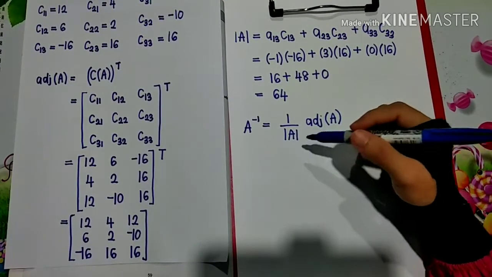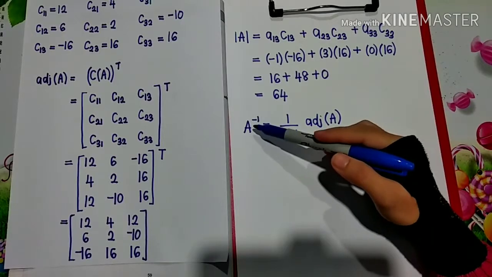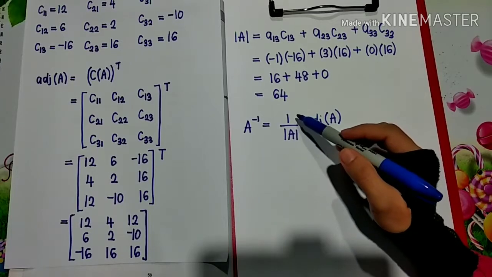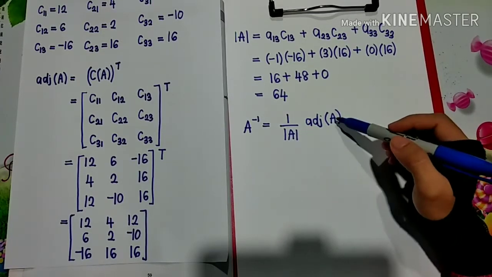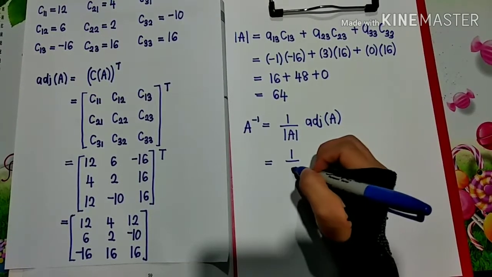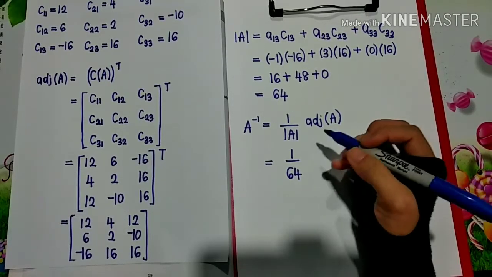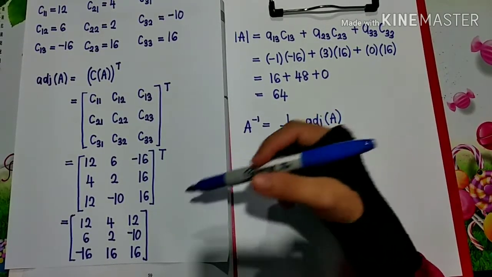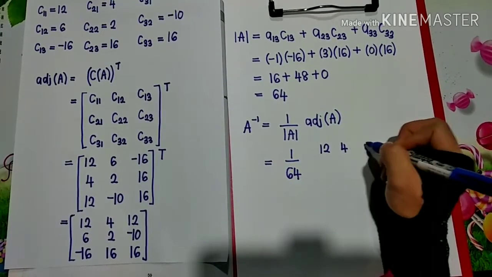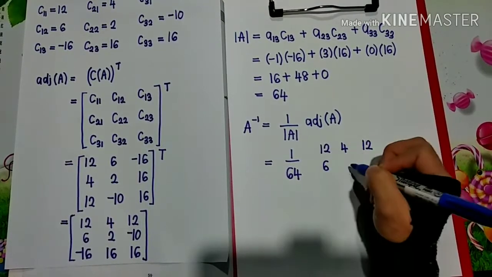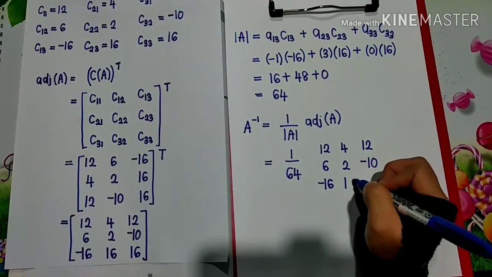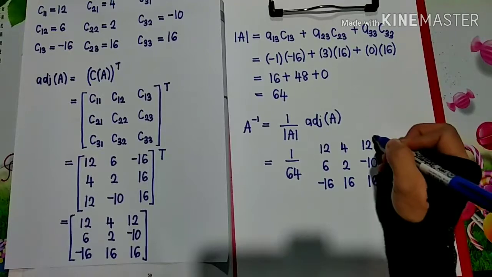Okay, then the last one, we can compute the inverse of A using the adjoint method. The formula, remember, is 1 over the determinant of A multiplied by the adjoint of A. So 1 over 64. And then, what is the adjoint of A? This one we got just now. So you write it here. Negative 10, negative 16, 16, 16.